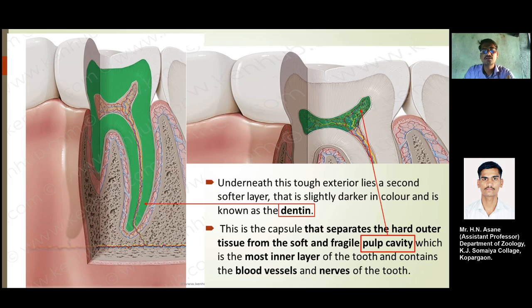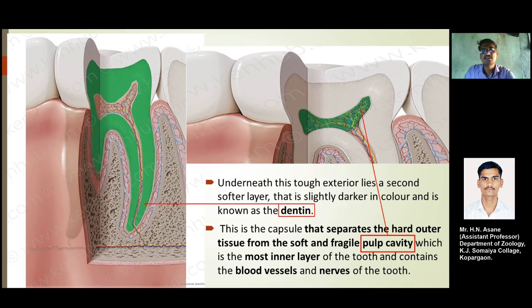you can see the clear cut difference: the shining part will be the crown. Okay, the whitish, cream colored part will have the outline that is nothing but the dentine part, which is highlighted in the left side picture in green color. Okay, so this is the capsule that separates the hard outer tissue from the soft and fragile pulp cavity.